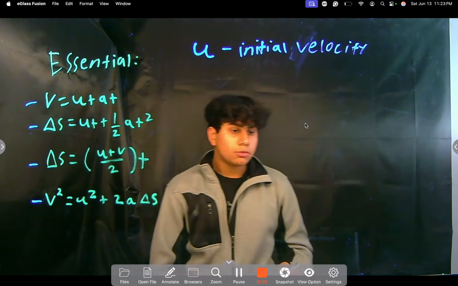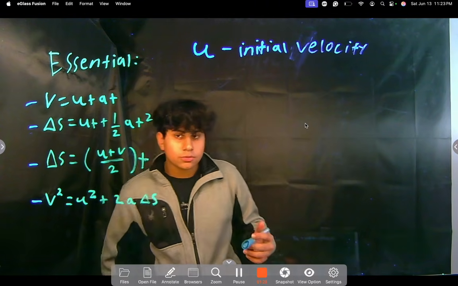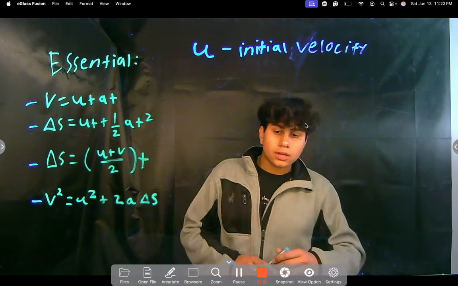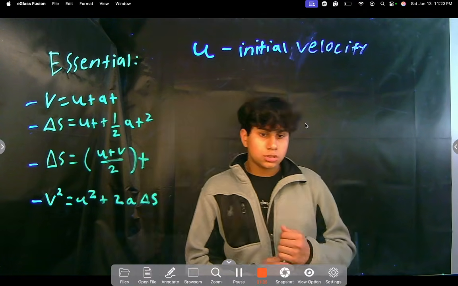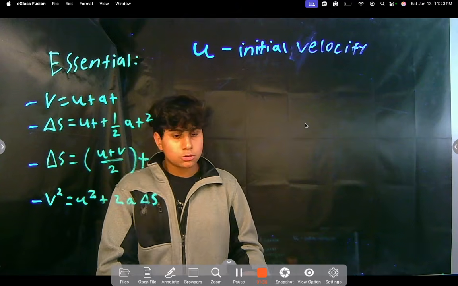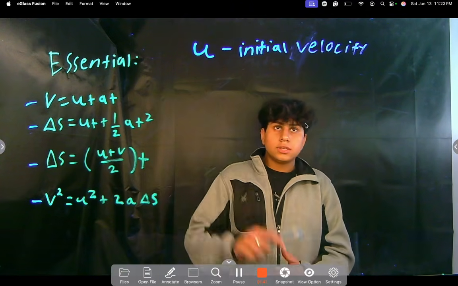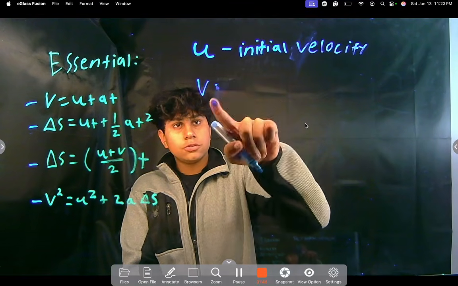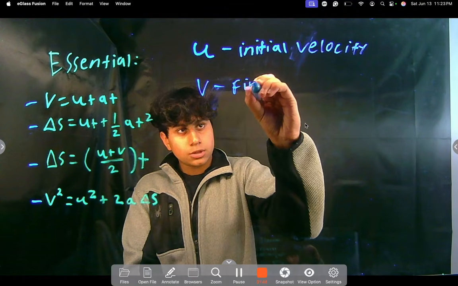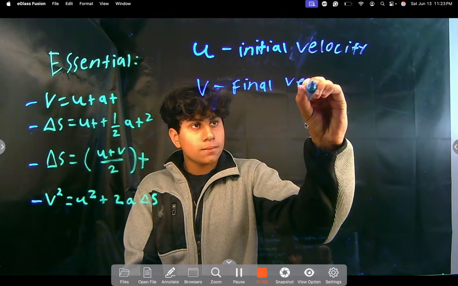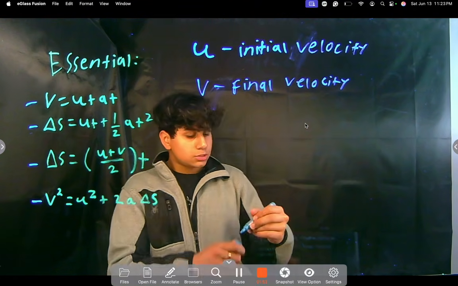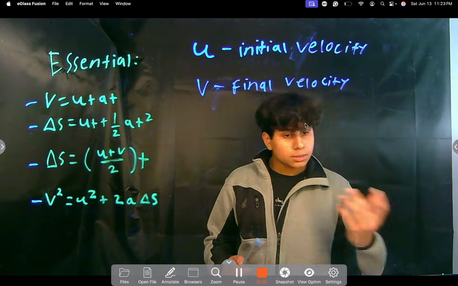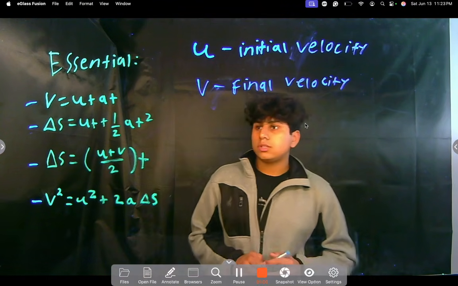When you're given a word problem in physics, it might say that this car was initially moving at 20 meters per second. That's the initial velocity. And then V, that's just equal to final velocity. Pretty simple to understand, right? The car was initially moving at 20 meters per second, and it finished by moving at 10 meters per second. That's what V stands for.